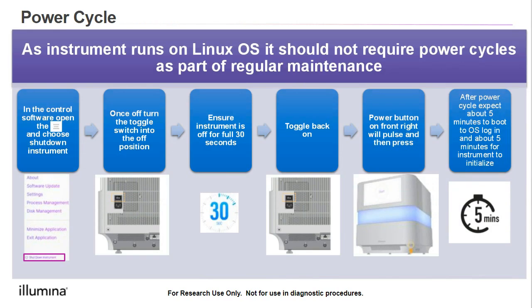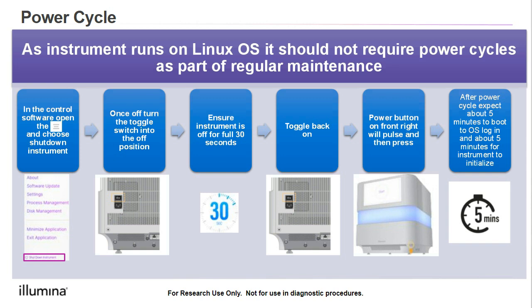As the instrument runs on the Linux operating software, it should not require regular power cycles as part of maintenance, like many of our other instruments do. But if we do need to power cycle the instrument, this is how we do it. In the control software, we want to open the hamburger menu on the top left-hand side and choose to shut down the instrument. Once off, we'll toggle the switch on the back right-hand side into the off position.